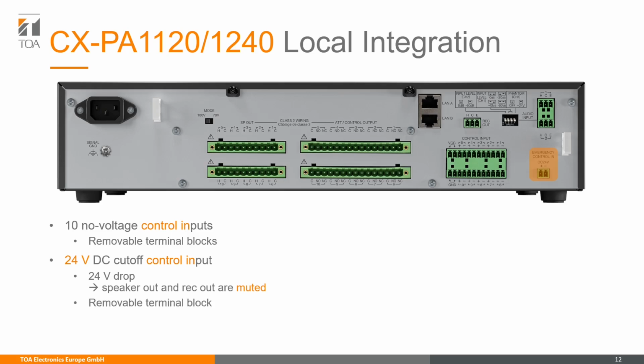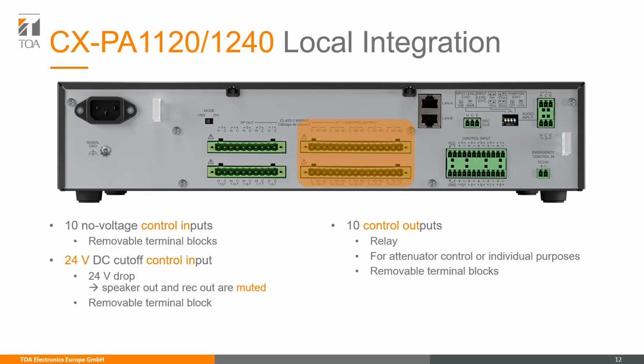If we're looking at the output section, we have 10 control outputs, and all of them are relay outputs. Those control outputs can be used for attenuator control, meaning if I have a high priority announcement in, for example, speaker line 3, then control output 3 will also be triggered to bypass local attenuators. But of course, the function of these outputs can be assigned individually by the settings software. And again, connection via terminal blocks.